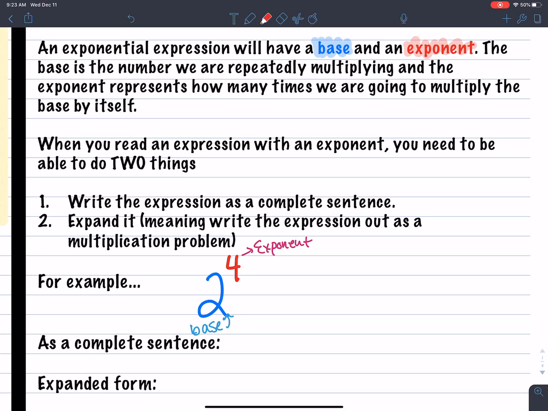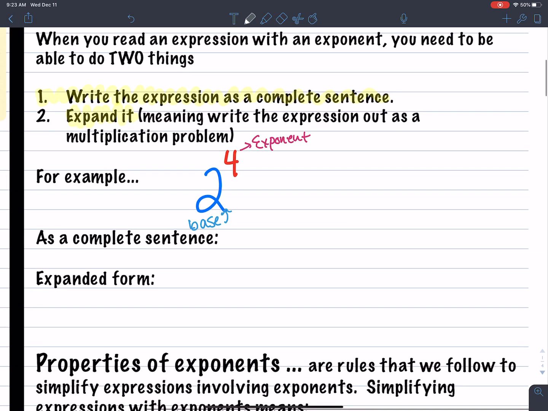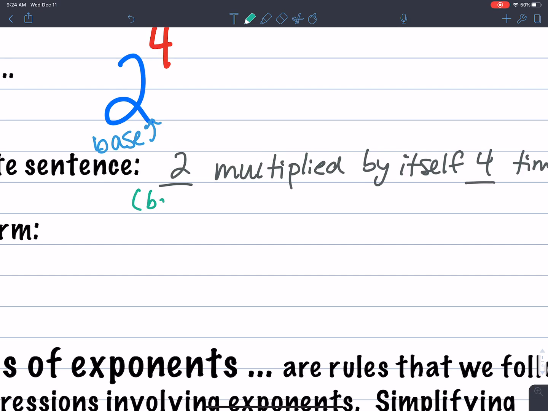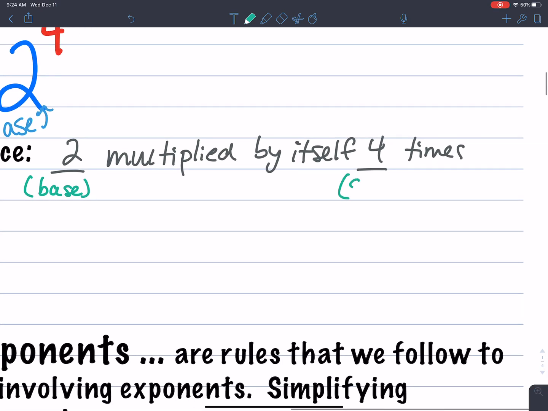When we're working with exponential expressions, what's going to be really important is that you're able to do two things. You should be able to write the expression as a complete sentence, and you should also be ready to expand it, or in other words, write it out as a multiplication problem. So again, let's go back to 2 to the 4th. The base is the number that we're multiplying over and over, and the exponent is how many times we're going to multiply it. So as a sentence, this means 2, because that's the base, multiplied by itself 4 times. And that sentence stem is something you could use whenever I ask you to write an exponential expression as a sentence. This number here was the base, and this number over here was the exponent.